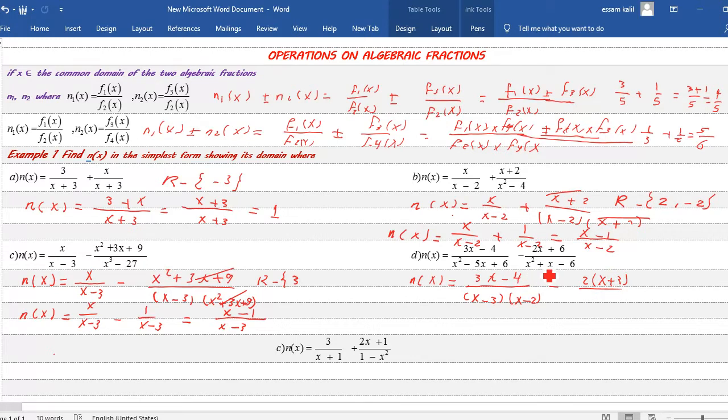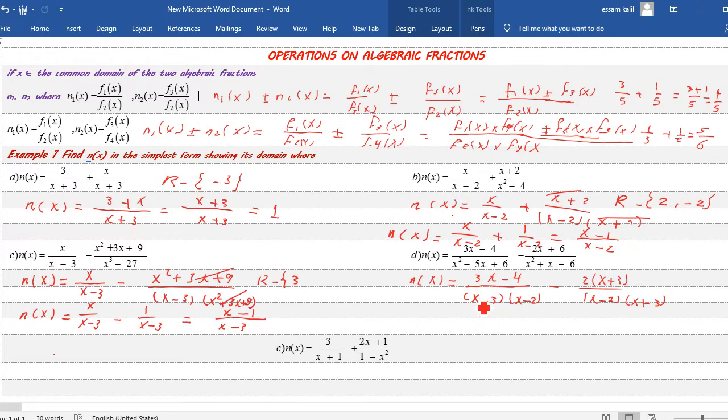x power 2 plus x minus 6 becomes open two brackets x and x. 6 equal, find the product of two numbers equal 6 and the difference between them equal 1, so it becomes 2 and 3. The greatest takes the sign of the middle term and the other takes the sign of negative. Make the simplest form.